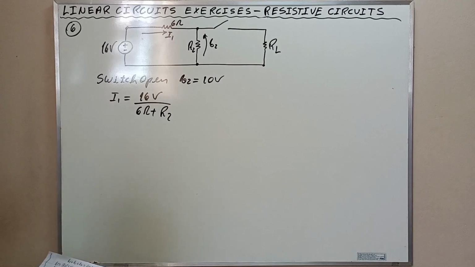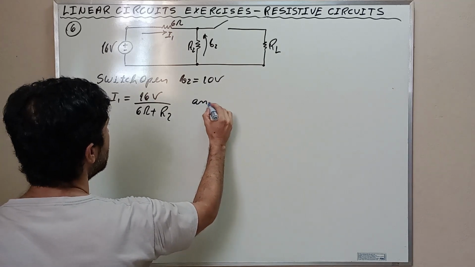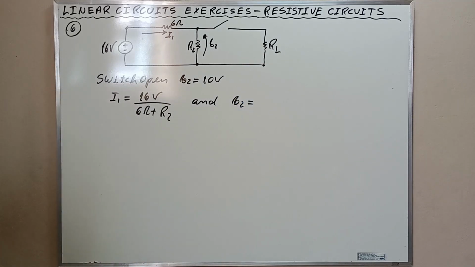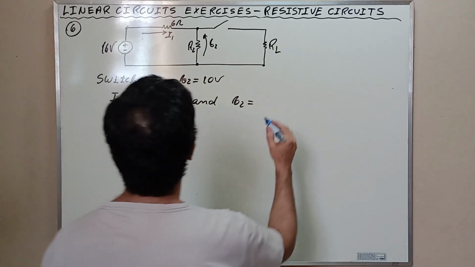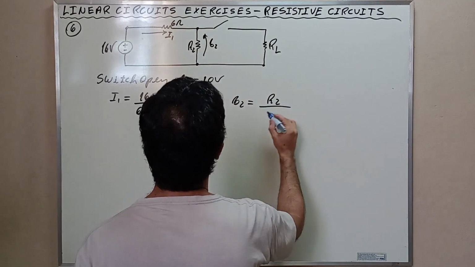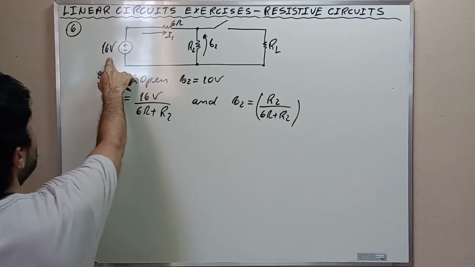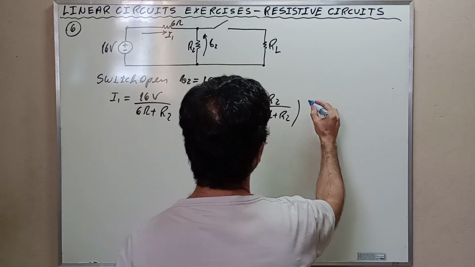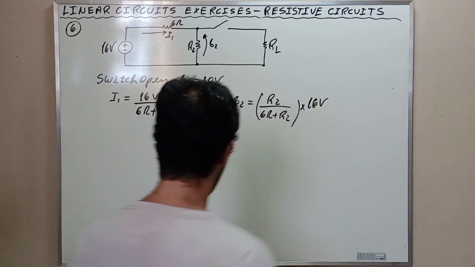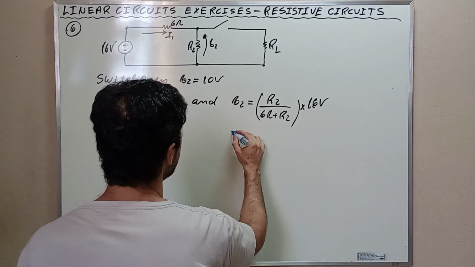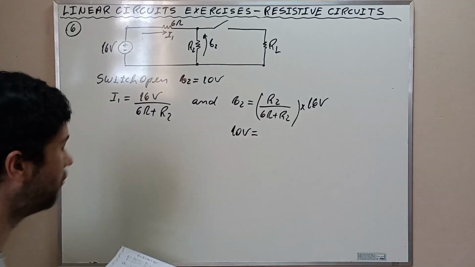Okay, and we can also say that V2 can be calculated by applying the voltage divider, and V2 is going to be equal to R2 divided by 6 ohms plus R2 times the value of the voltage source, which is 16 volts. Okay, my friends, and we know the exercise gave us this value. We know that V2 is equal to 10 volts. Then we use the value of 10 volts here.